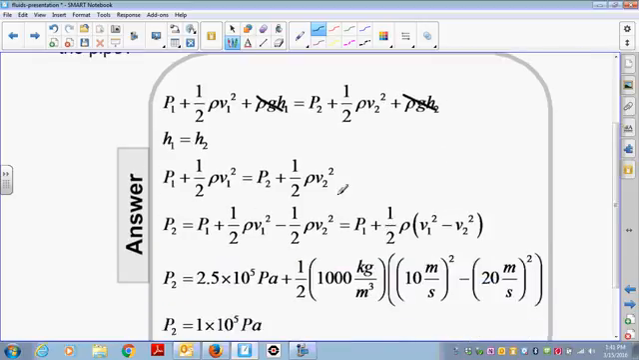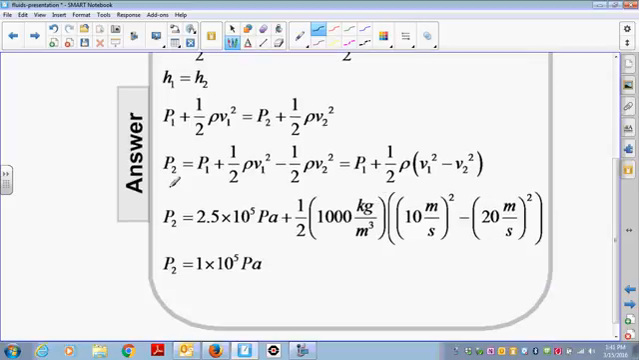Now what we have is P1 plus 1/2 rho V1 squared is equal to P2 plus 1/2 rho V2 squared. We're going to go ahead and solve for P2 by subtracting 1/2 rho V2 squared from both sides. We can then factor out a 1/2 rho. Substituting in our numbers here, we end up with a pressure of 1 times 10 to the 5 pascals.